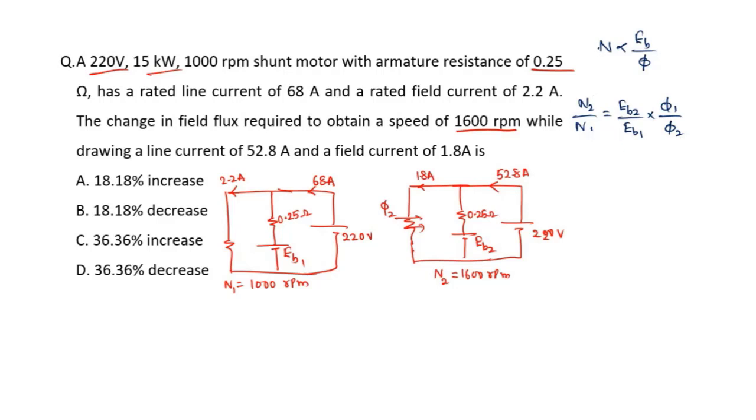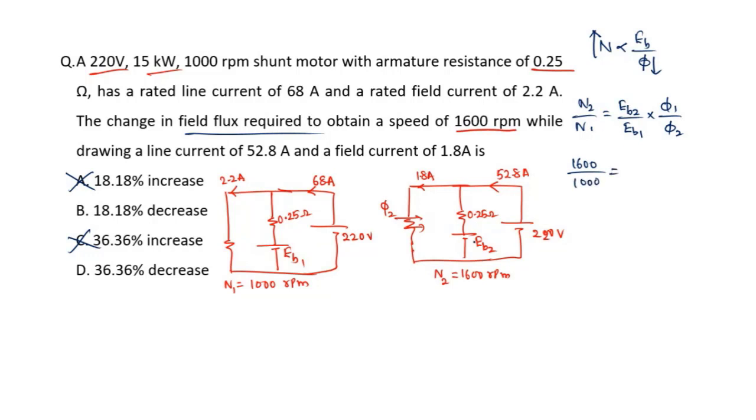He is asking about the speed increment. If you are expecting an increment in speed, the flux must be reduced. Now, what is being asked? The change in field flux. So the flux must reduce to get the speed increment. The change in flux should not be an increase, so that can be eliminated. A and C can be eliminated. Now I know N2, that is 1600, and N1, that is 1000.